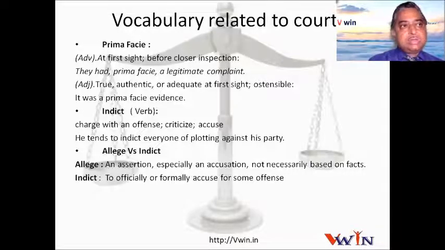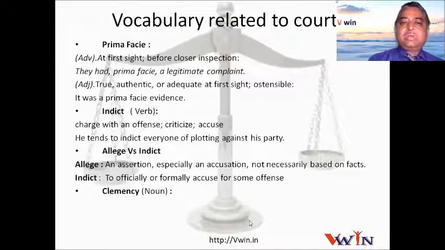Or someone who initiates a suit in the court against something, then he is indicting the other person, the other party, the defendant. So indict is basically to officially or formally accuse someone. Allege is accusing someone, but may not be formally. For example, many a times opposition parties allege the government for something. So they may not have any formal forum for it, but when somebody goes to court or files a complaint in a particular forum, then that person is indicting.